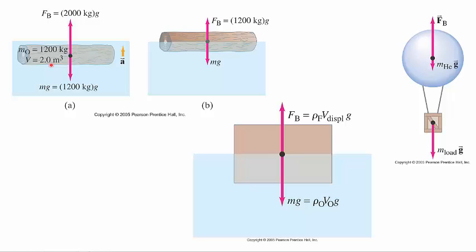In other words, if you have a log that is 100 kilograms per meter cubed, and you have water, which is 1,000 kilograms per meter cubed, you're going to get 1/10 of the log underwater and 9/10 of it above water. This same principle also works in the air.